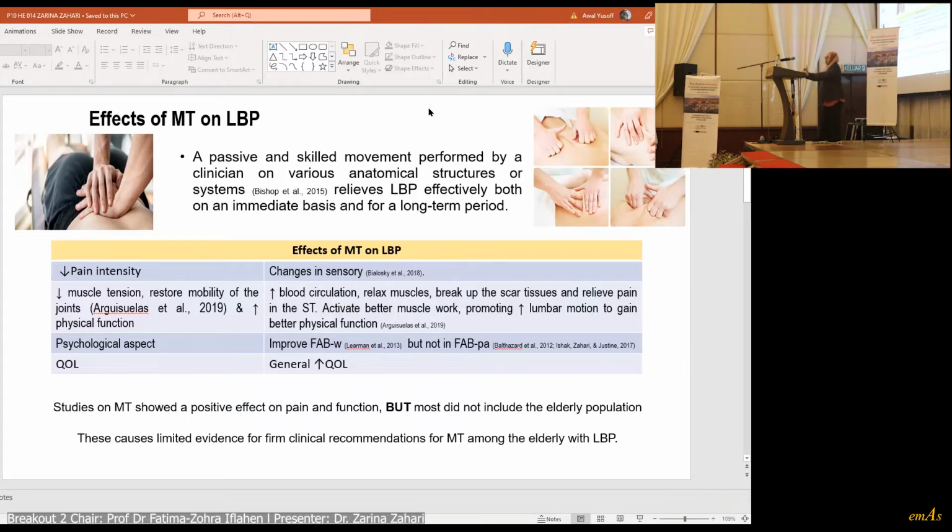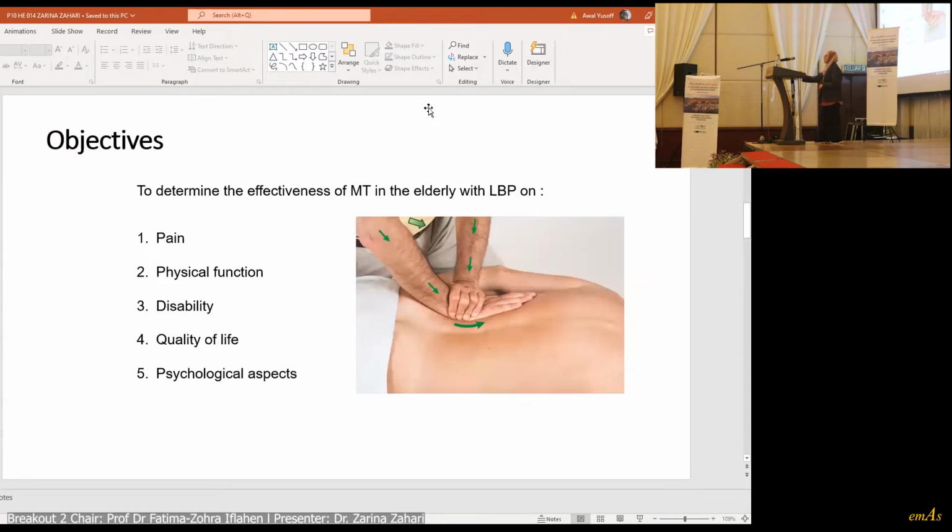Okay. However, studies on manual therapy showed a positive effect on pain and function, but most did not include the elderly population. You can find various studies on manual therapy, but they are among the younger population. This causes limited evidence for firm clinical recommendation for manual therapy among the elderly with back pain. All right, the objective of this study is to determine the effectiveness of manual therapy in the elderly with low back pain on pain, physical function, disability, quality of life, and psychological aspects.